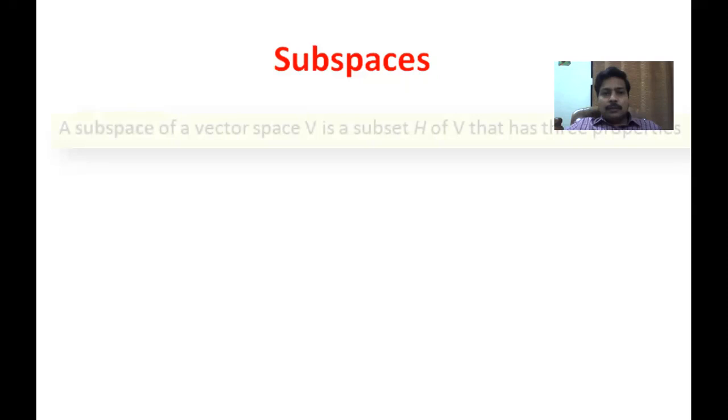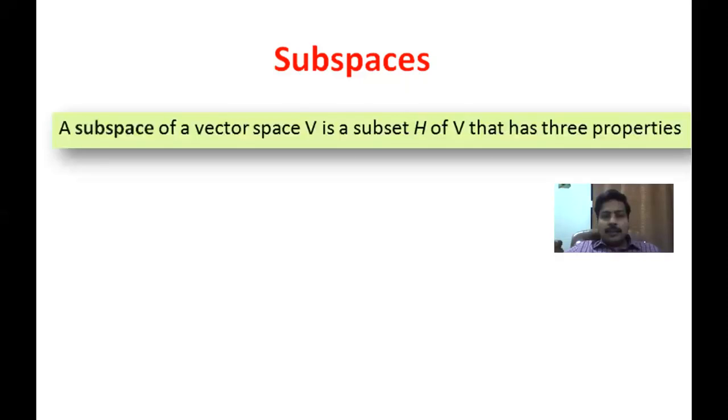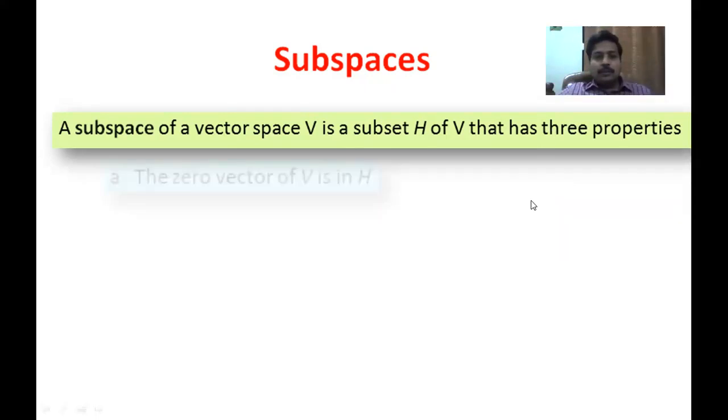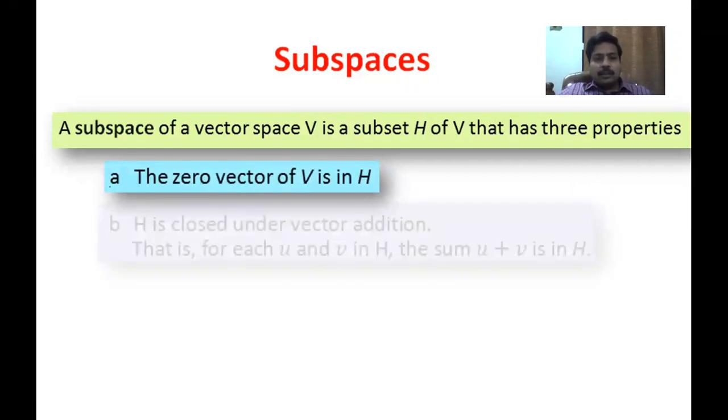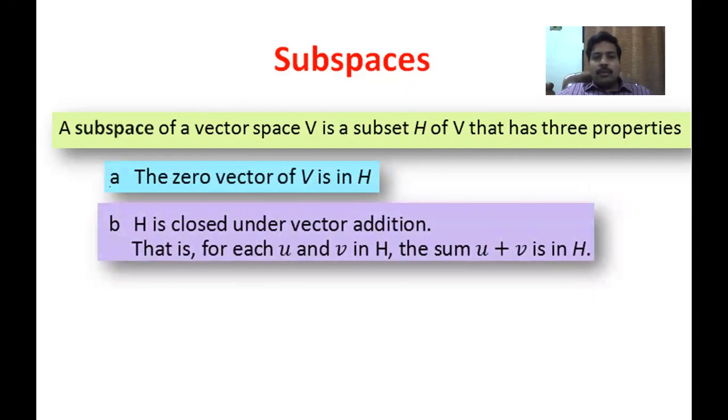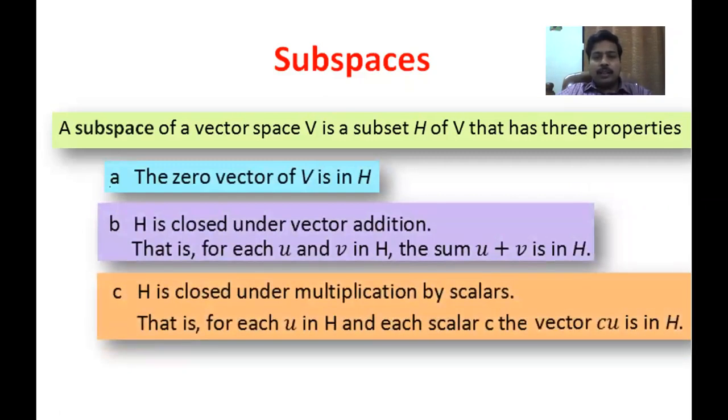A subspace of a vector space V is a subset H of V that has three properties. The zero vector of V is in H. H is closed under vector addition. And H is closed under multiplication by scalars. If these properties hold good, then we can say that H is a subspace of V.